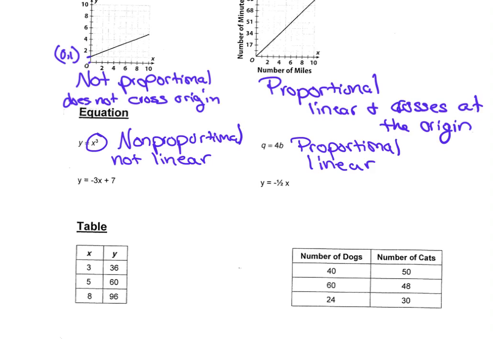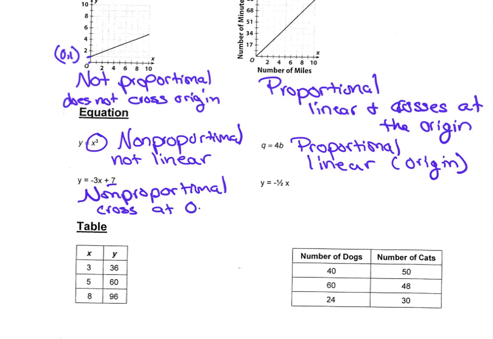Let's put this one crosses at the origin, because I want you to know that if it's linear and it's proportional, it goes to the origin. It's going to cross at 0, 0, right? I want you to tell me where this one crosses. It's non-proportional. Where does it cross at? That's the 7, but what is the ordered pair that it crosses at? 0, 7. So let's say crosses at 0, 7.